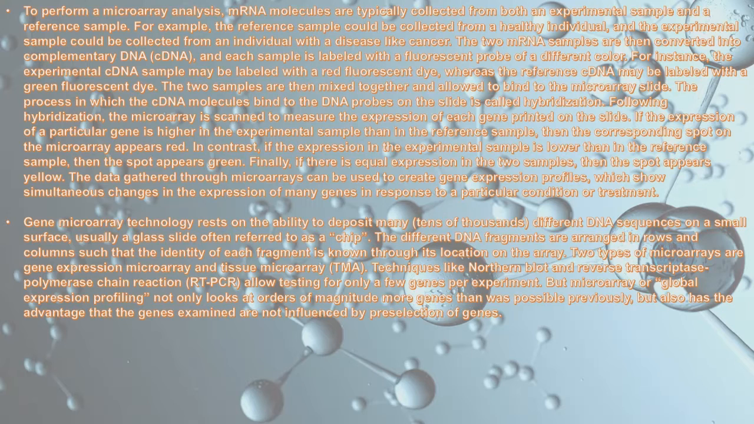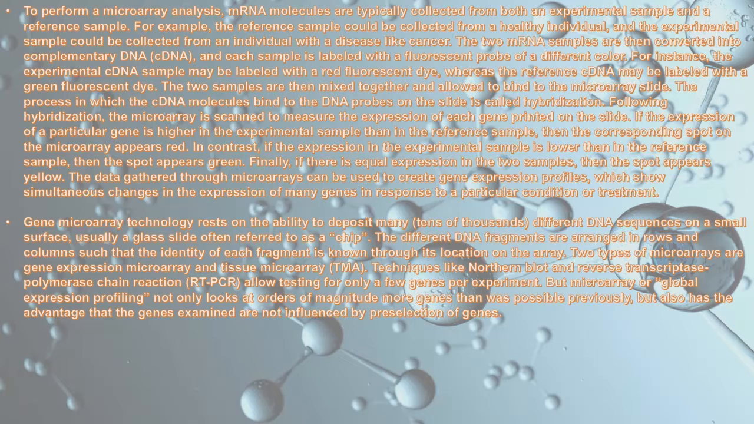Gene microarray technology rests on the ability to deposit many tens of thousands of different DNA sequences on a small surface, usually a glass slide, often referred to as a chip. The different DNA fragments are arranged in rows and columns such that the identity of each fragment is known through its location on the array. Two types of microarrays are gene expression microarray and tissue microarray (TMA).